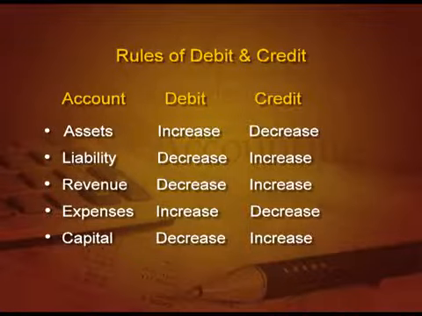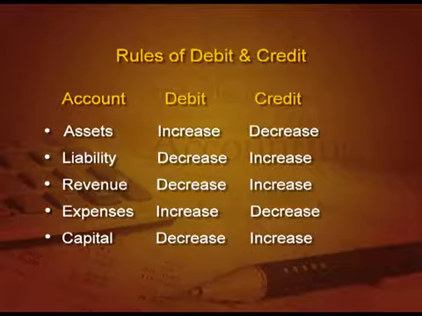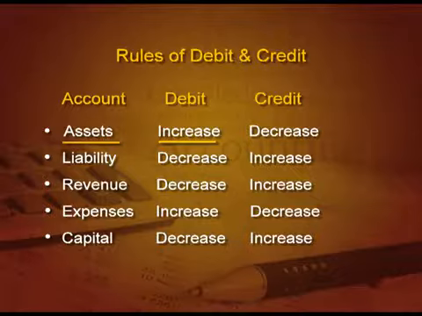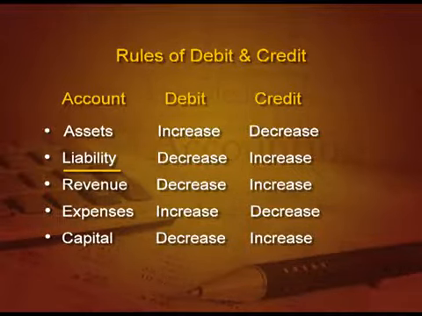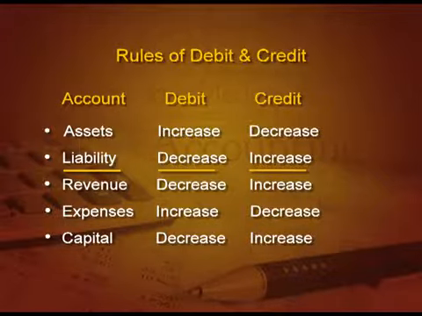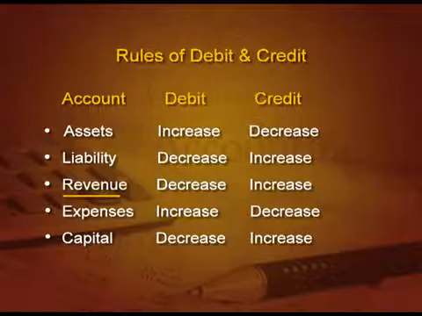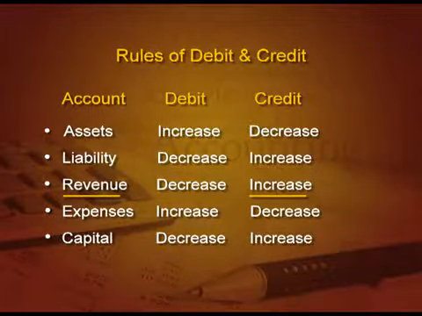Yes. Now, let us understand the rules of debit and credit. There are 5 rules. First, assets. If it increases, it will be debited. If it decreases, it will be credited. Liabilities, opposite. If it increases, it will be credited. If it decreases, it will be debited. Revenue, sales, increase when credited, decrease when debited.